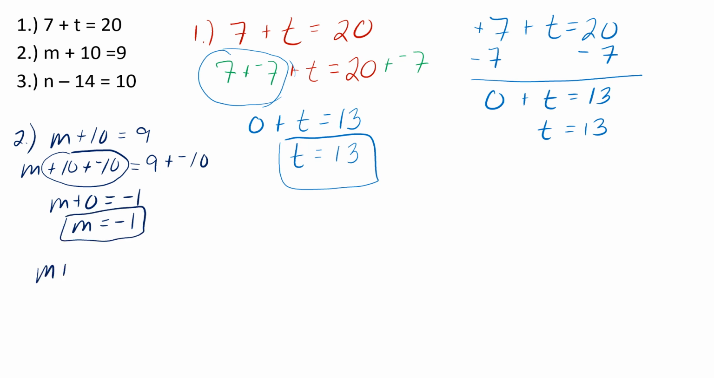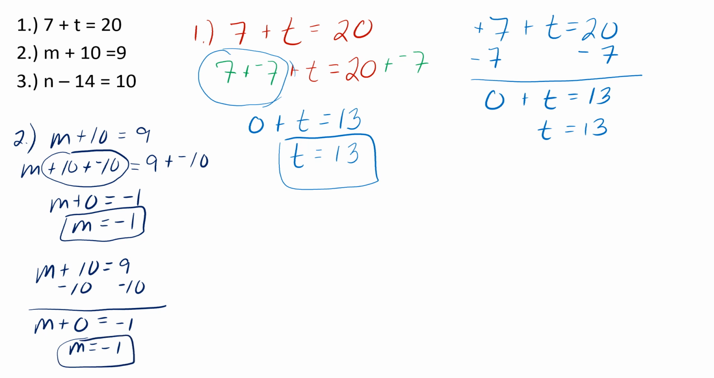The other way you might see this worked out is you might see, instead of adding a -10, subtracting 10, and that will often be written below. And then we would have 10 minus 10 is 0. 9 minus 10 is the -1, and you can get the m is equal to -1, showing the work that way.